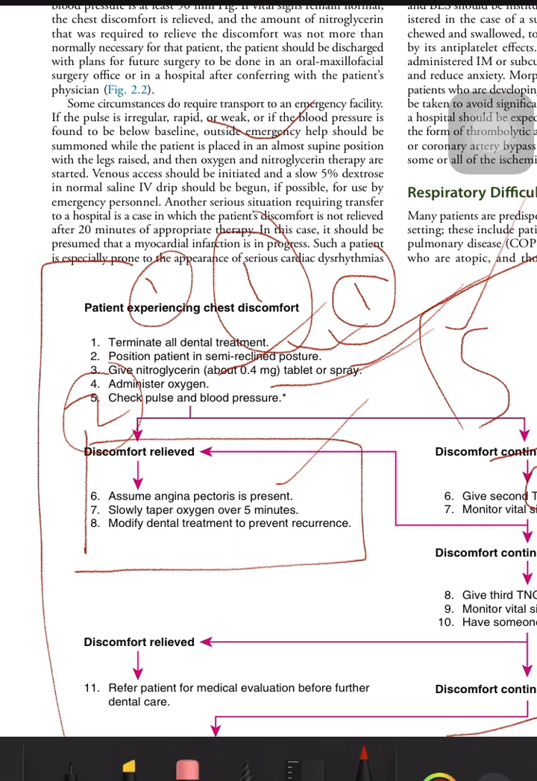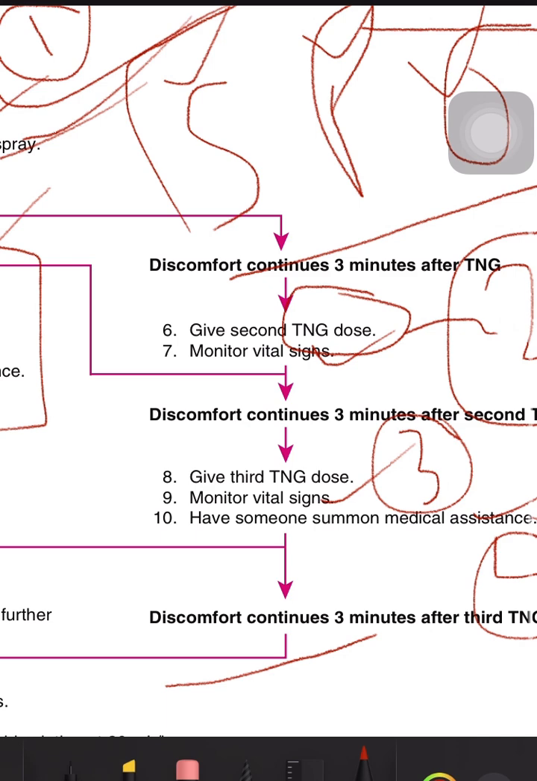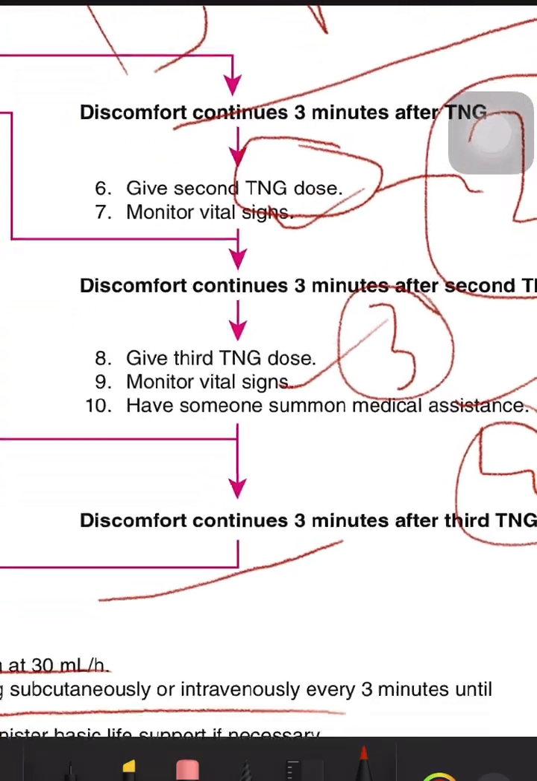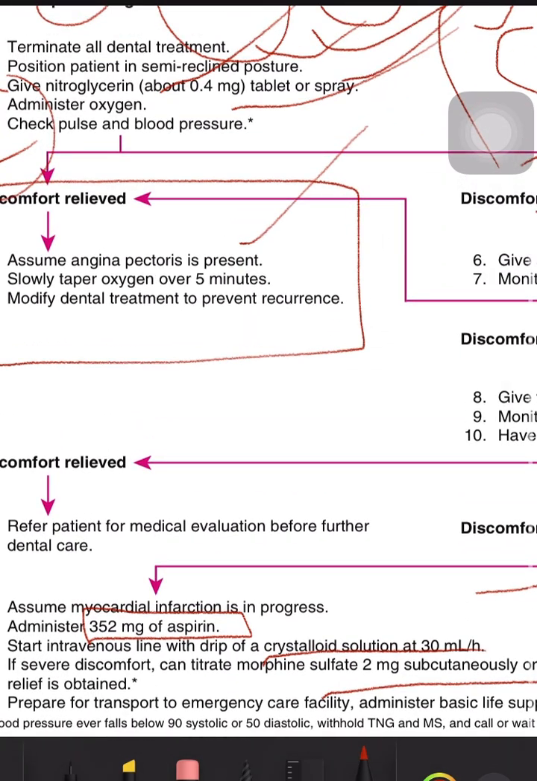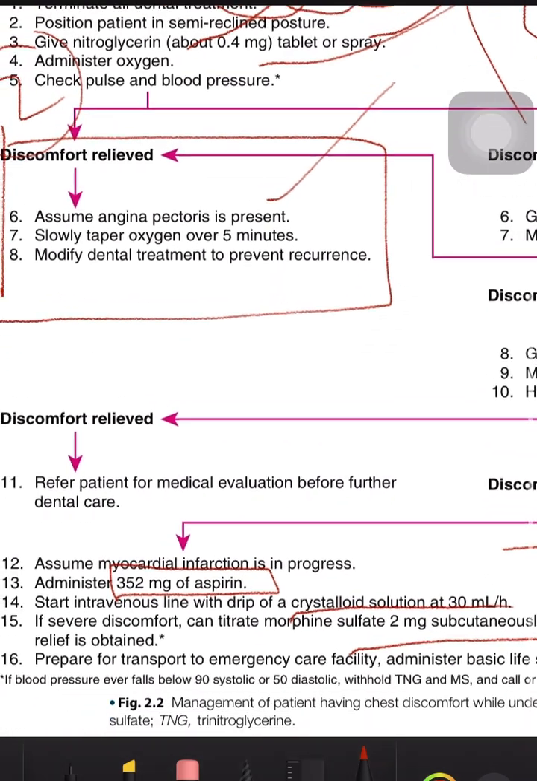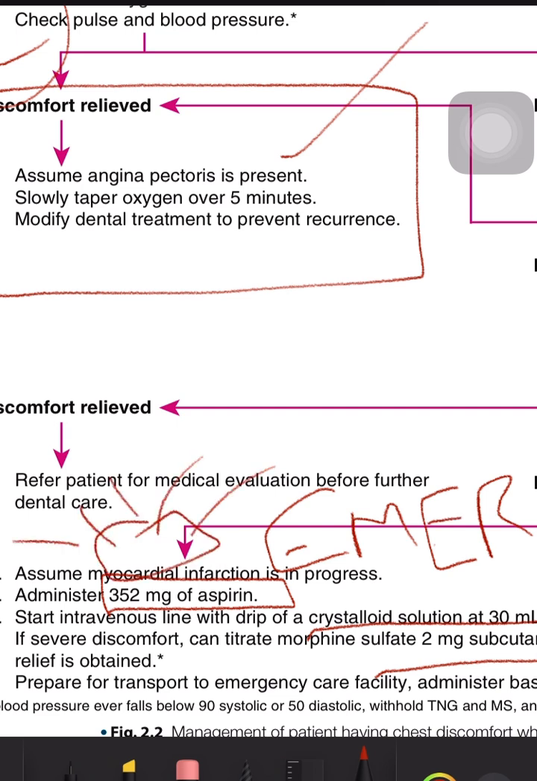Then 3 minutes later, if he still feels the pressure, you give a second dose. Okay, the second step and the second dose. At this point, you also monitor vital signs. If the symptoms still persist after the third dose, you initiate emergency protocols, and these are basically the emergency protocols. Always remember these are the emergency protocols given right here. So that's how it is. Then you have to go for aspirin, morphine, and start an IV.